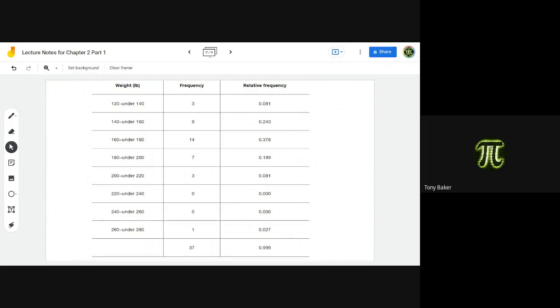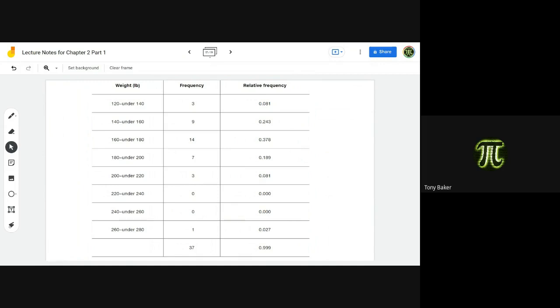All right, so here we go. So you can see how they broke it out. 120 to under 140. There was 3 of them. There was a total of 37 values. So 3 divided by 37 gives you 0.081. Then you go 140 to under 160. 160 to under 180, so on and so forth. Notice how when they added these up, does it come out to be 1? No, it comes out to be 0.999, right? Which is pretty darn close, right?